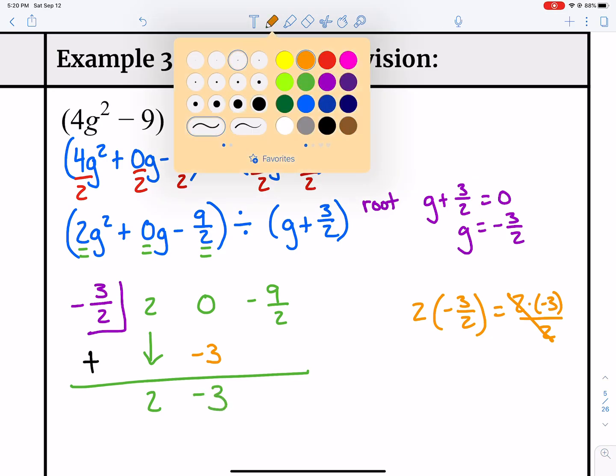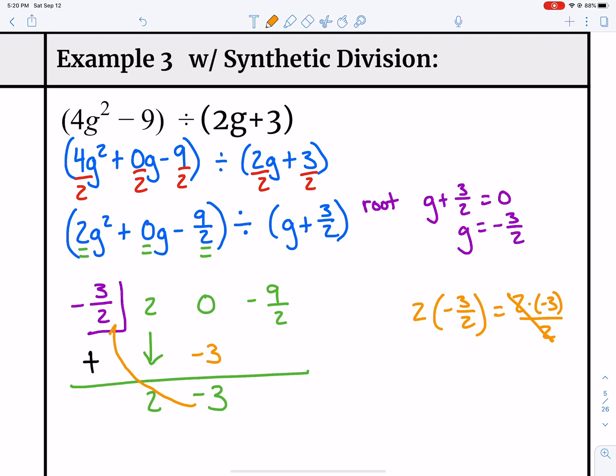And then we do that step over again. So negative 3 times negative 3 halves, and we write it underneath the last number. So negative 3 times negative 3 halves is 9 halves, because it's like a 1 times 2 at the bottom. All right, so let's write that down, and notice if you leave those fractions like they are, they do work out. So we're going to add those up, negative 9 halves plus 9 halves, which is 0.